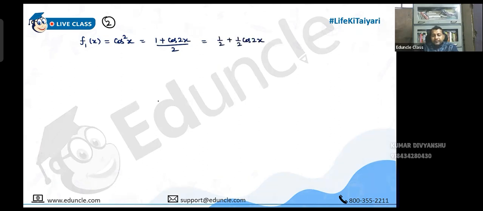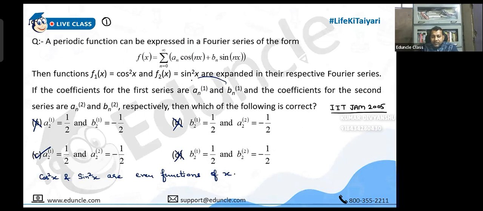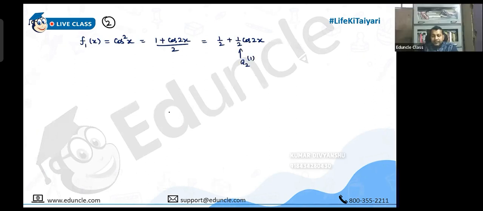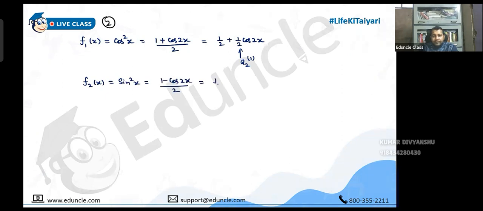Clearly, because the coefficients are denoted by an1, bn1, it will be a21, which is half only. And f2(x), because it is sin square x, this will be a22.